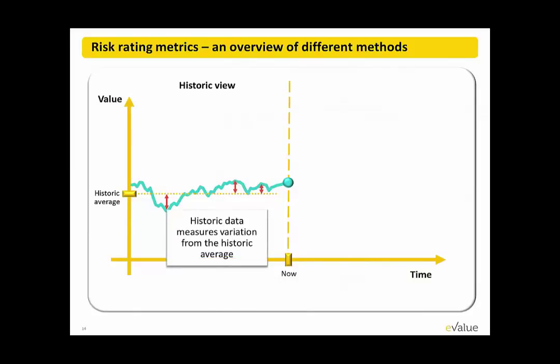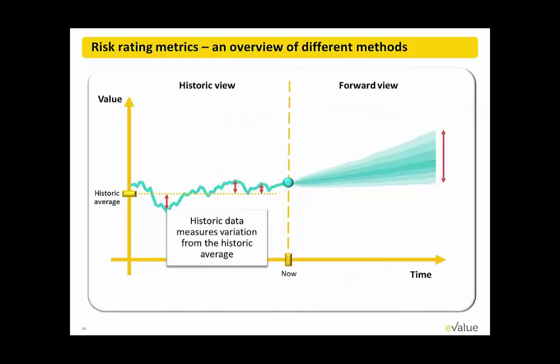So you may be used to using historic volatility in your day-to-day work, where you measure variation from a historic average. So you have a graph of returns, and you look at the average, and then you see how far away each of those points is from the average. That's the historic version, and that's quite good for measuring fund performance and to benchmark the fund against.